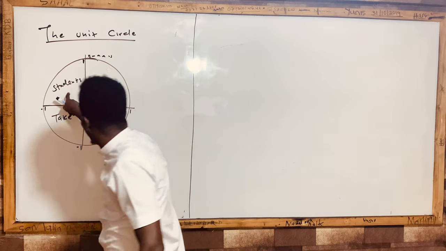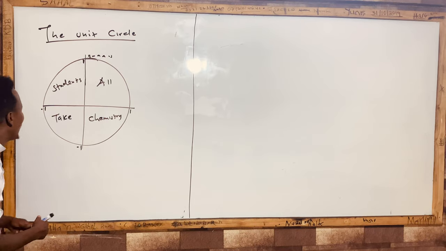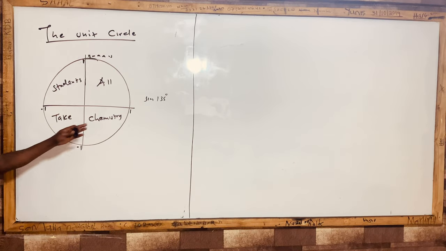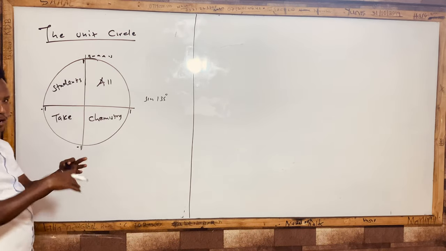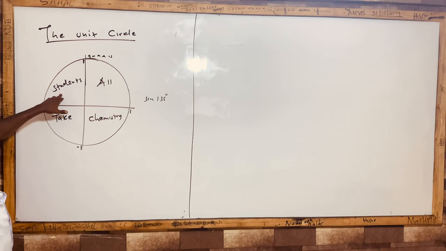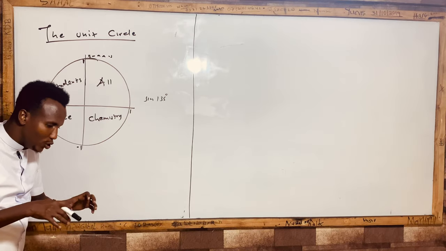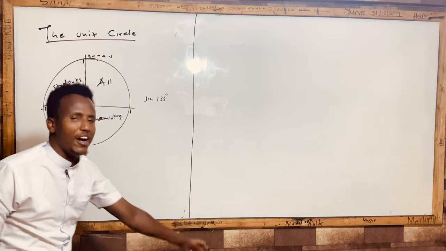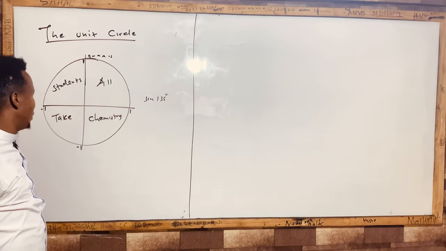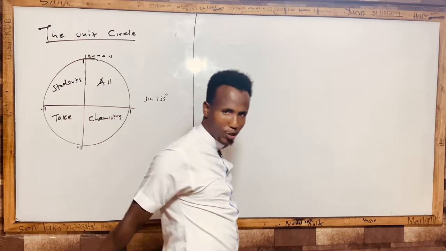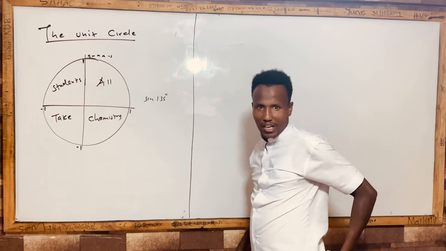Positive, don't forget. When you go to the second quadrant, like if I want to get sine 135, here, it's only the sine value that's positive. This S stands for sine, don't forget. It is only the sine value which is positive in the second quadrant, okay? So the tan value and the cosine value in the second quadrant are negative, don't forget that, okay?